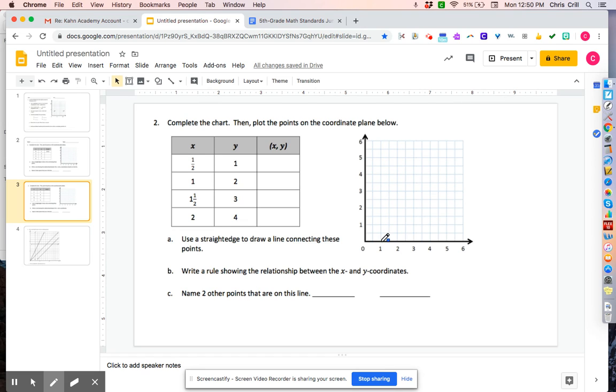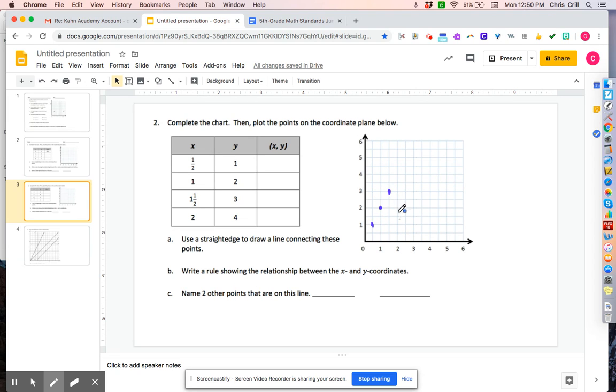Here we have some fractions, but you guys are really smart about fractions. Fractions would be in between these whole numbers. So 1/2, halfway between 0 and 1. There's that coordinate point. Now I'm going to plot 1, 2. Now I'm going to go to 1 1/2. 1.5 goes up to 3. This line's a lot steeper than the one we just did.